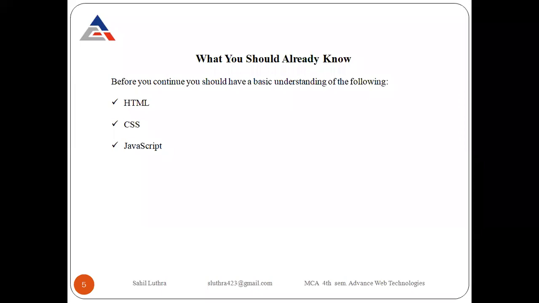After that, the next thing is CSS. CSS stands for Cascading Style Sheets. So what is CSS? It is basically a style sheet which we use to make the website interactive. If you want your website to become interactive, then you use various kinds of CSS sheets.